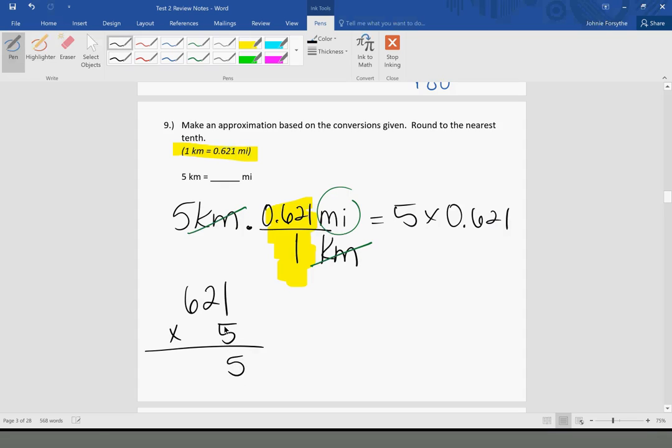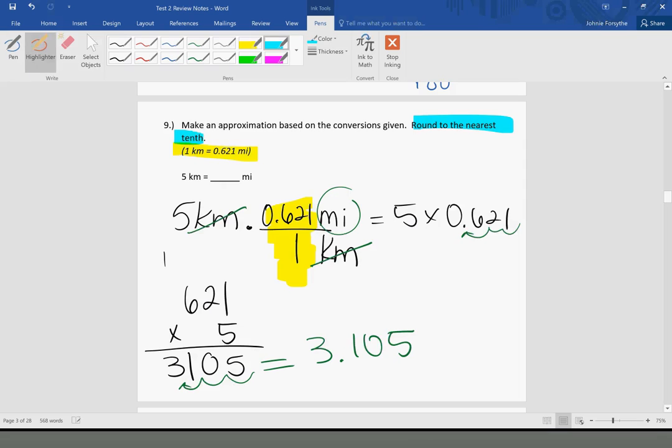So 5 times 1 is 5, 5 times 2 is 10, carry the 1, 5 times 6 is 30, plus 1 is 31. But I have to go back and add 1, 2, 3 decimal places. So it's going to be 30.105, but I'm rounding to the nearest tenth. So this is the tenth place here. I look to the right, it's a 0, so it's going to round to 3.1. If this number that I pointed to was 5 and up, we would round the 1 up. But it's not, so we're going to keep it exactly where it is. So it's 3.1 miles.